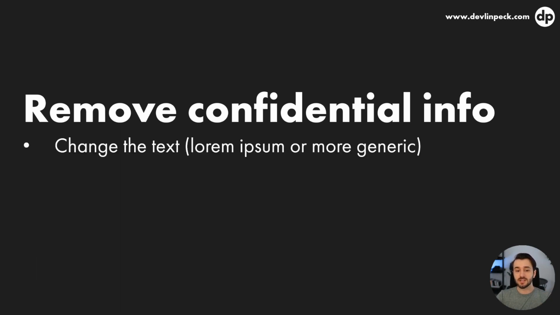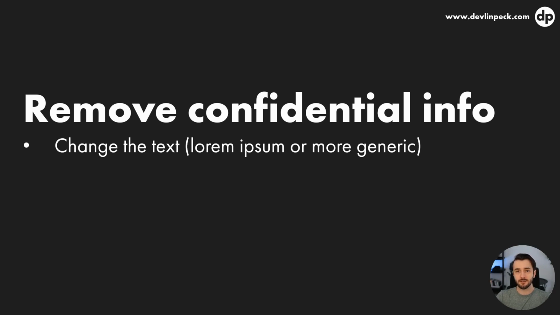So option number two, and this is an option that a lot of people go with, is to remove the confidential information. Okay, so this is a common approach where you would change the text. You would either change it to lorem ipsum, Latin text, in case the specific content isn't important and you just want to show off the interactivity or the visual designs, or you can just make it more generic. I've seen people do that too.